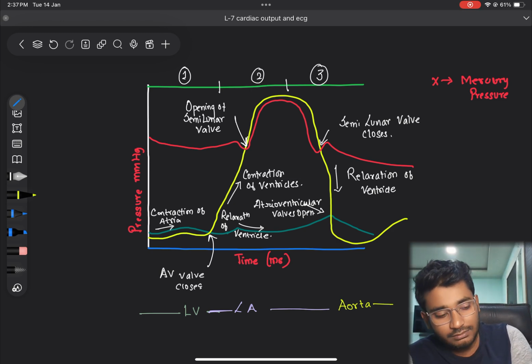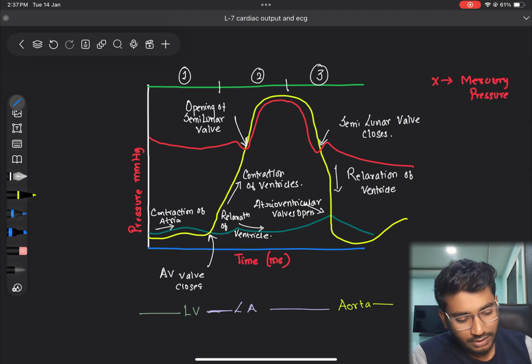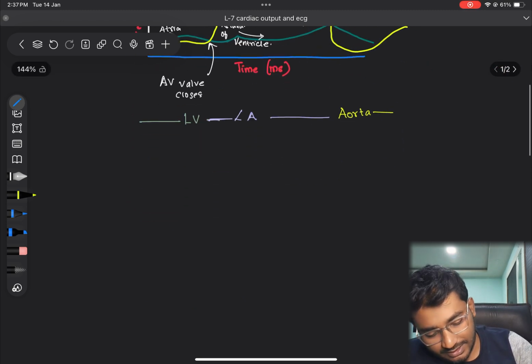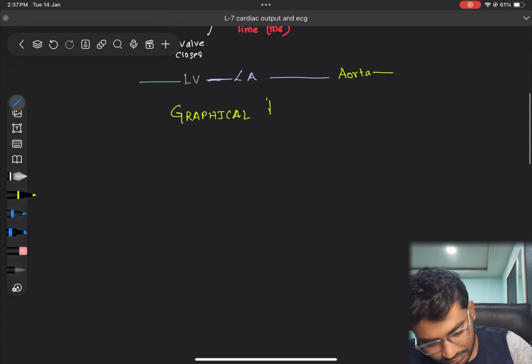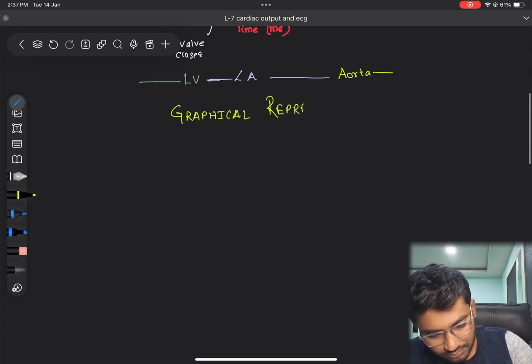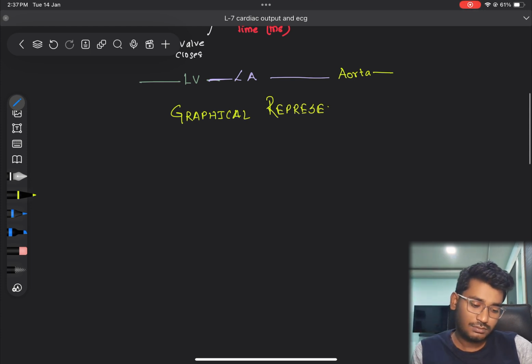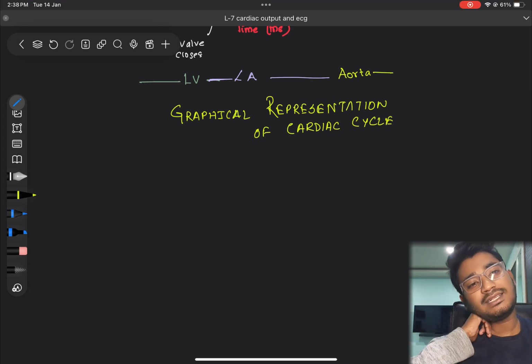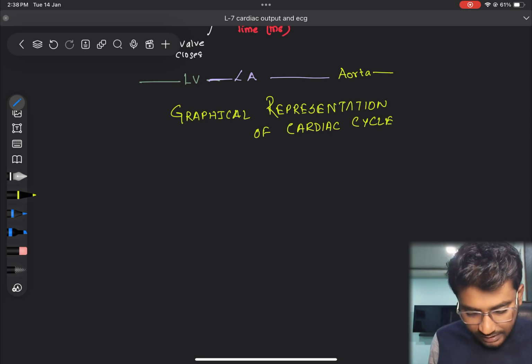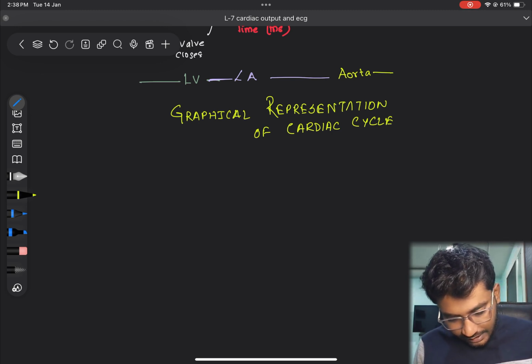Now come to the next part. This is the graphical representation of the cardiac cycle. Okay, now we come to the next part.